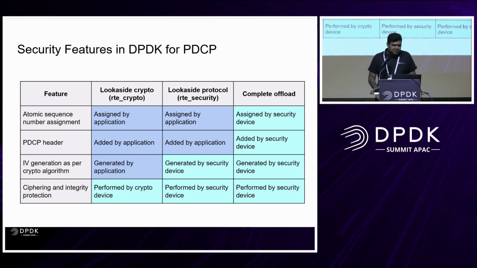So we will start with the sequence number assignment. As I said, at the transmitting side, the transmitting PDCP entity is required to assign an atomic sequence number, the 32-bit sequence number. If you look at the applications today that use DPDK for PDCP, the atomic sequence number assignment has to happen in the application. In case of look-aside crypto, it has to happen in the application. In case of look-aside protocol with PDCP, there also it has to be done by the application. When we are talking about the hypothetical complete offload, it can be done in the device.